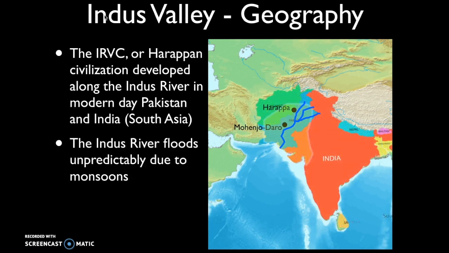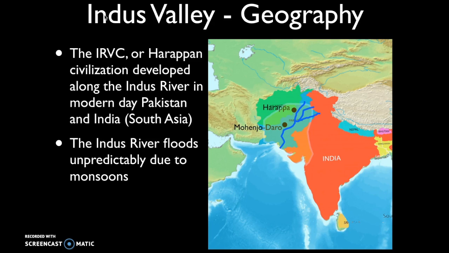So the Indus River Valley floods unpredictably due to monsoons. Occasionally you'll hear stories about flooding in Pakistan. So what is a monsoon? A monsoon is a seasonal wind that affects this region of the Indian Ocean basin. During certain seasons, there'll be stronger winds, which bring more rain into this area, and therefore that causes the rivers to periodically flood.